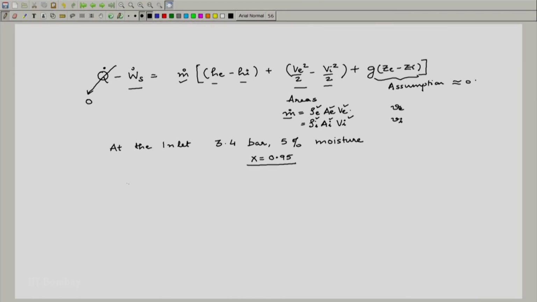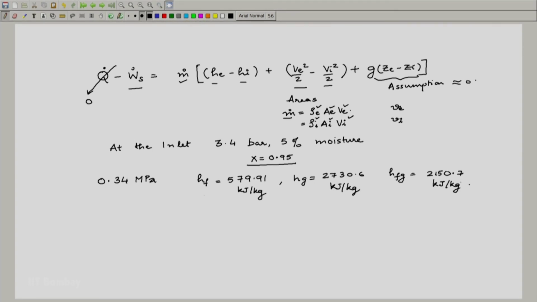So, we can go ahead and calculate. We take up the steam tables that have been provided. 3.4 bar is 0.34 megapascal. We can have hf at this, which is 579.91. We can have hg at this, looking at the table, 2730.6, and hfg is equal to 2150.7. All these are in kilojoule per kg. So, what do we do next? Because I know x, I can calculate h at the inlet. I just have to multiply x to hfg and add it to hf, and we will get it roughly as 2623.08 kilojoule per kg.